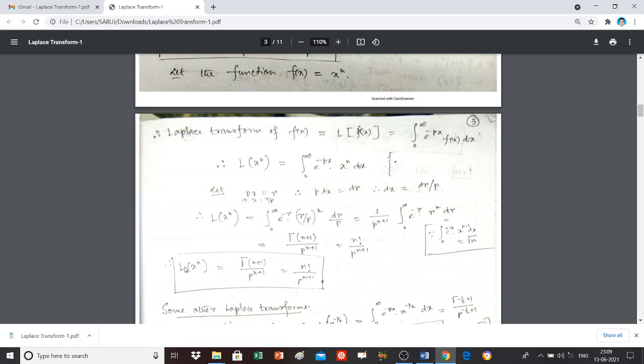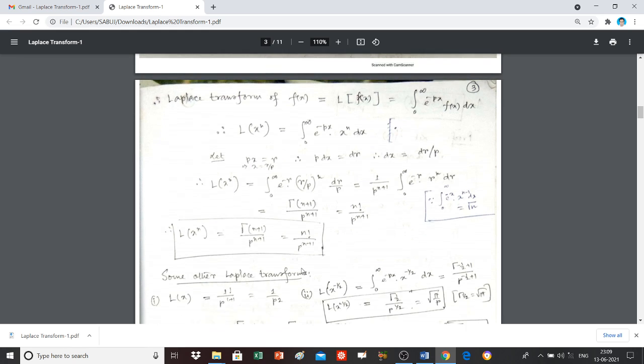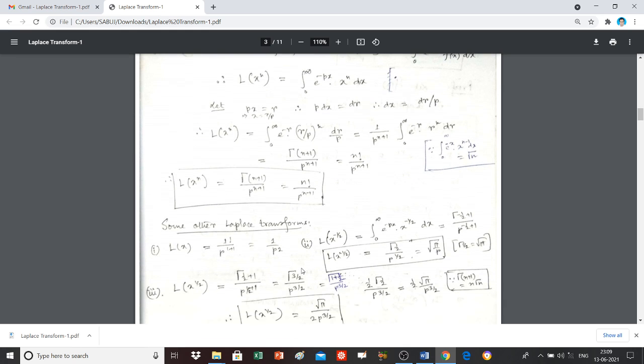So the Laplace transform of the function x to the power n is equal to gamma n plus 1 by p to the power n plus 1, that is equal to n factorial by p to the power n plus 1. Now some other Laplace transforms, see here.